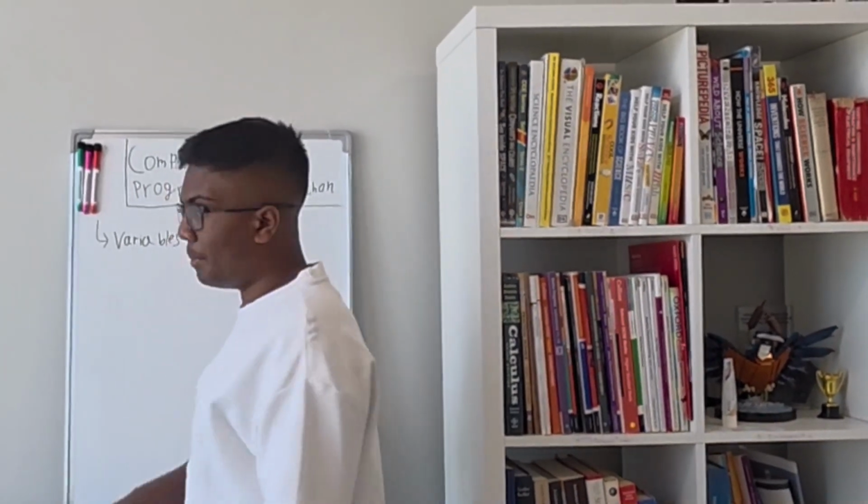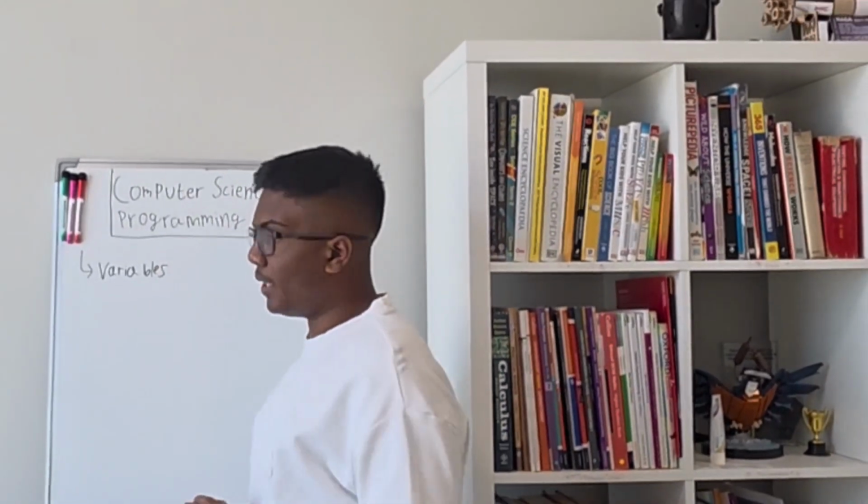So, variables in computer science are things that can change, as with algebra. But in this case, variables can be set to themselves plus another value or minus another value, etc. There's infinite potential for what they can be.